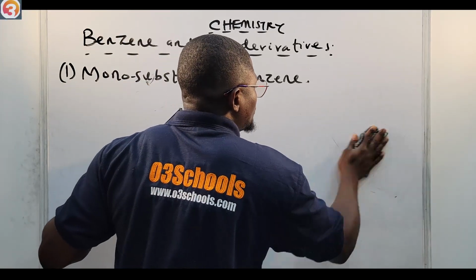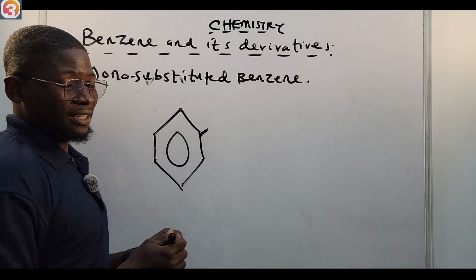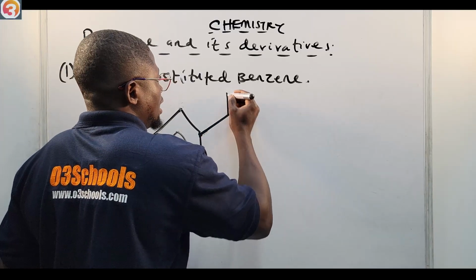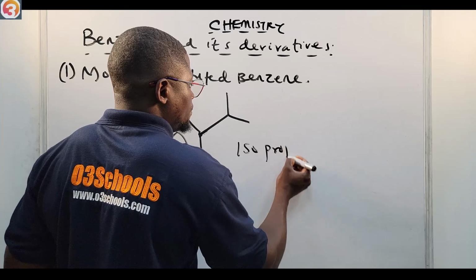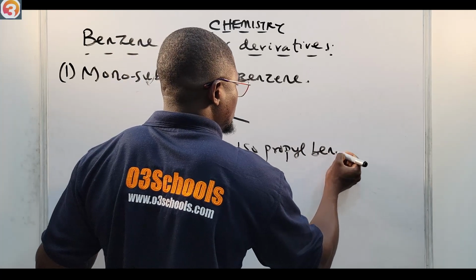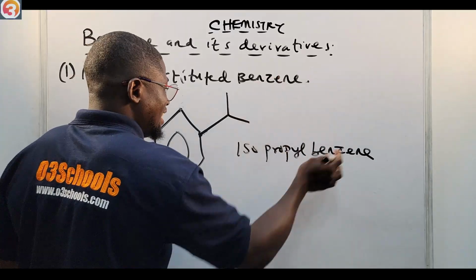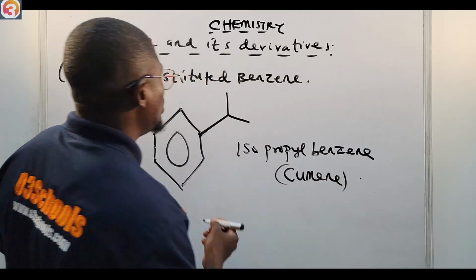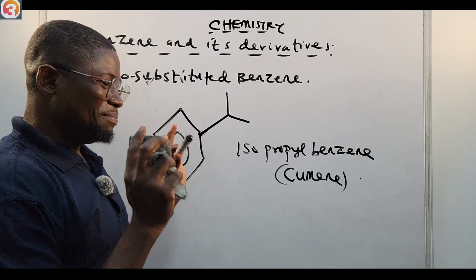So if we have an isopropyl group attaching itself to a benzene ring, what do we call that one? We call it isopropyl benzene, but it has a parent name. So we have this, then I have this attaching itself to a benzene like this. We call this isopropyl benzene, and it has a name which is called cumene. Please take note of that. Isopropyl benzene is the same thing as cumene. It has a parent name.